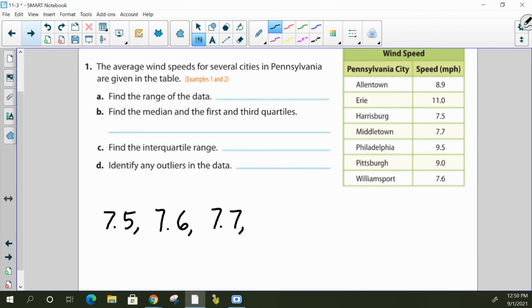Squeeze it down below. We're not going to do number 2 on guided practice, so you can use those blue lines down on number 2 if you want. After 7.7, we have, looks like 8 and 9/10, 9, 9 and 5/10, and 11. 1, 2, 3, 4, 5, 6, 7. Excellent. We got all our numbers.